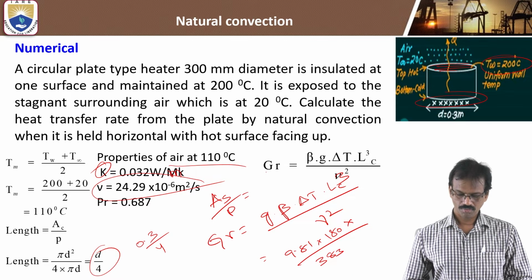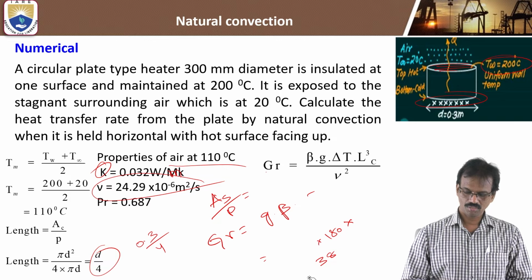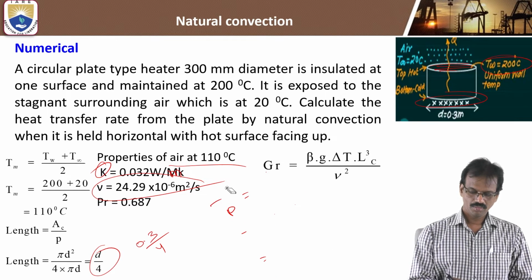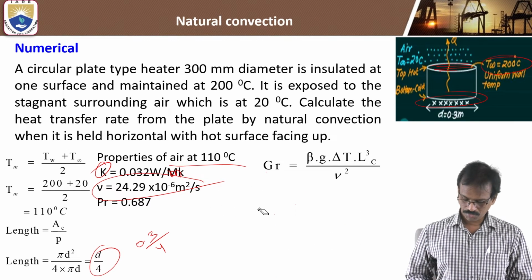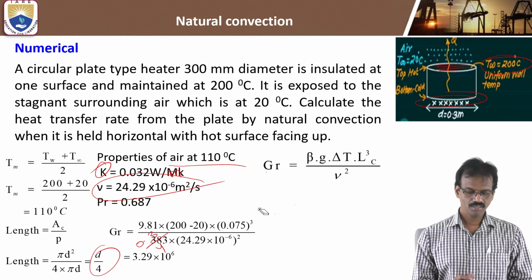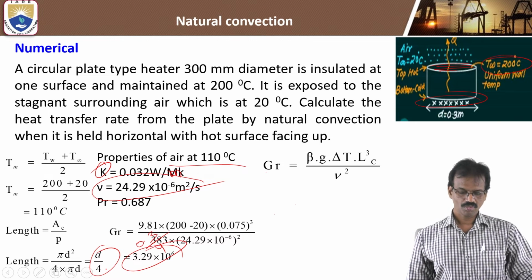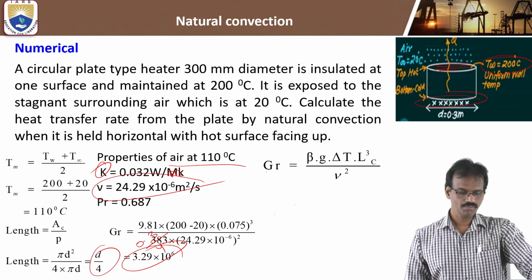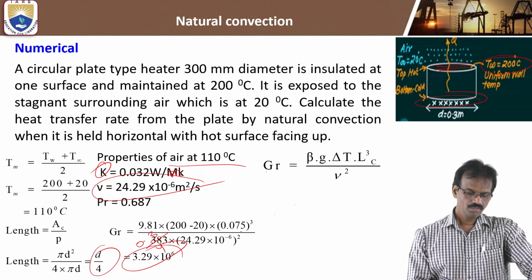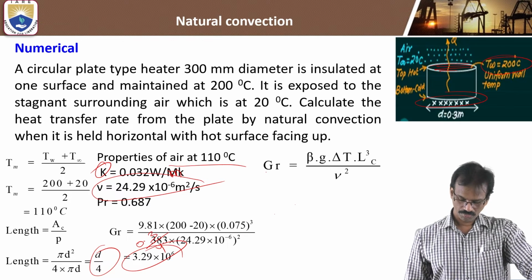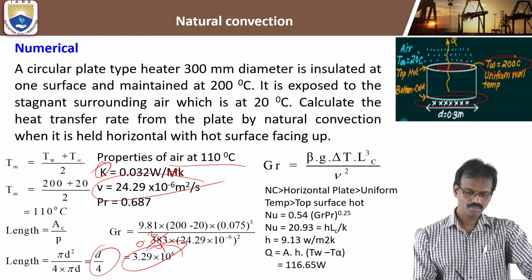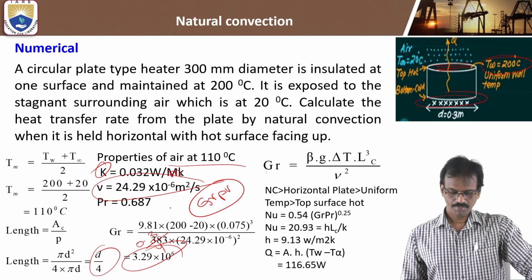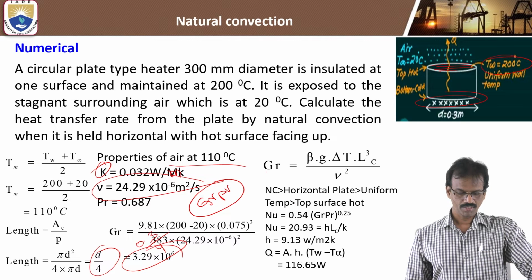So if you substitute all the values into the Grashof number formula, then you will get the Grashof value. The final Grashof value is equal to, this is Lc's value, it means d by 4, 0.075. Okay, so this is the Grashof value. Then you have to find out the product of Grashof and Prandtl, Gr into Pr. So you have to find that one.